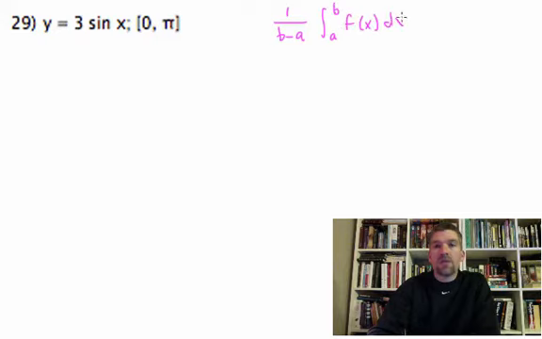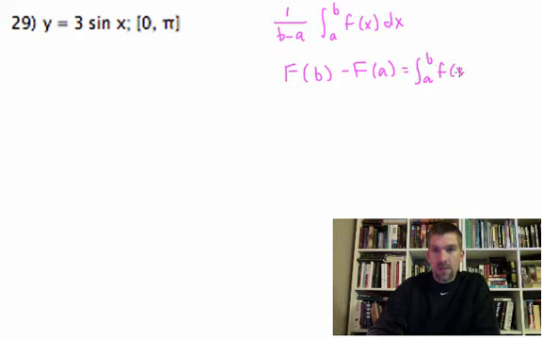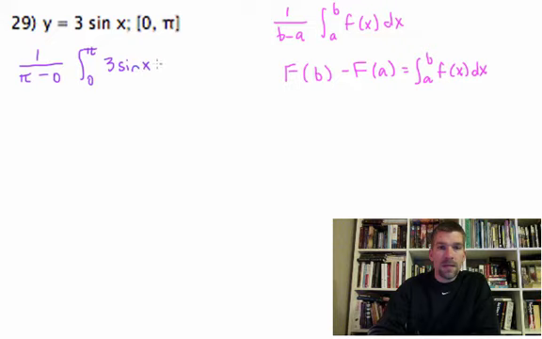We're also going to use the antiderivative to evaluate this one because it doesn't really have a geometric shape that we can look at. And so the antiderivative, don't forget, is capital F of b minus capital F of a, which is equal to the integral from a to b of little f of x dx. And remember, little f is the derivative of capital F. So what kind of integral are we looking at over here? We're looking at 1 over pi minus 0 times the integral from 0 to pi of 3 sine x dx.